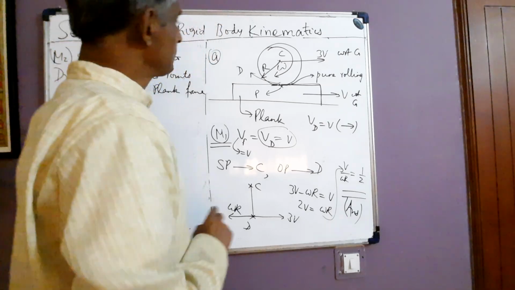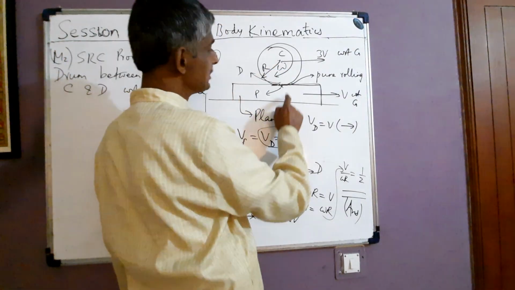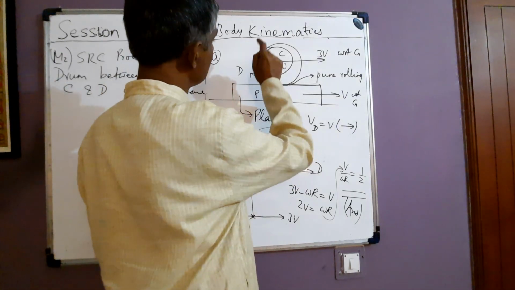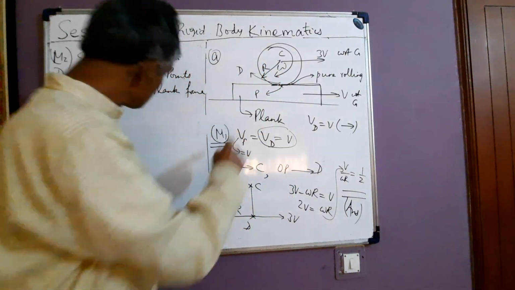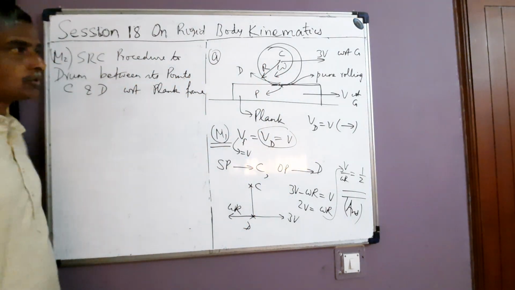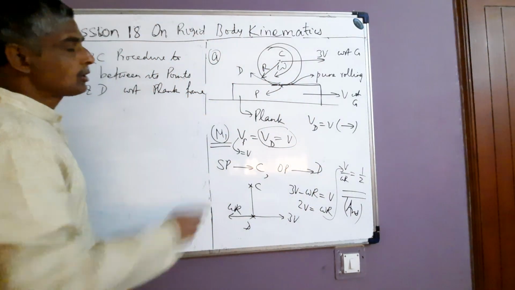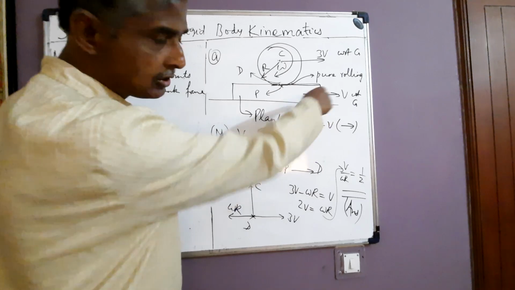Alright. So first we have to determine the velocity of center C of drum with respect to plank frame. And we also have to find out the angular velocity omega of the drum with respect to plank frame. And then we apply the SRC procedure. So first we have to find the velocity of center C of the drum with respect to plank frame. Now plank translates with respect to ground with a velocity v.